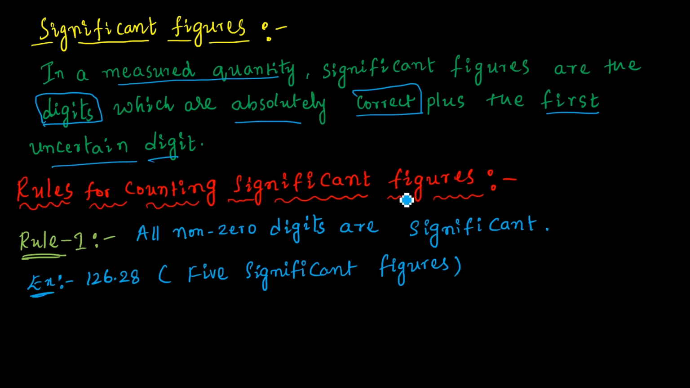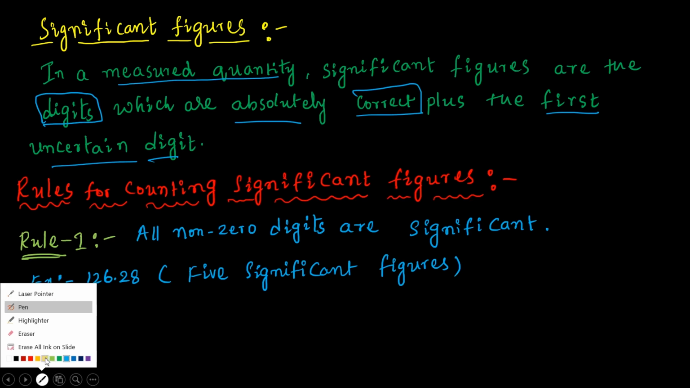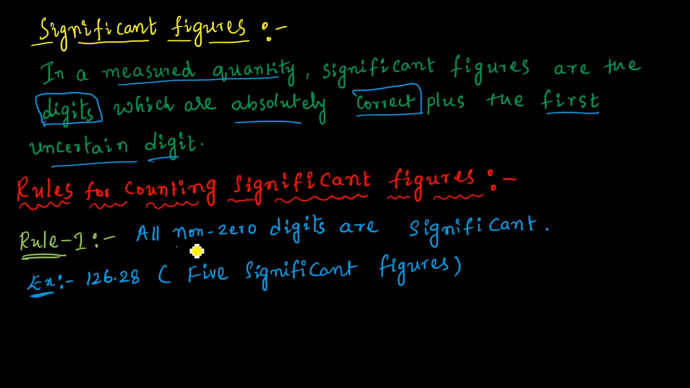Rules for counting significant figures. So, what are the rules we will follow to identify the significant figures? All non-zero digits. Non-zero means other than zero, like 1, 2, 3. So, these digits are significant figures.